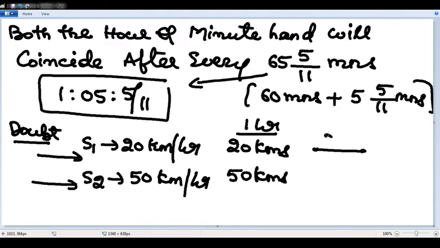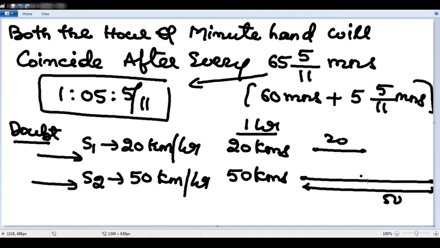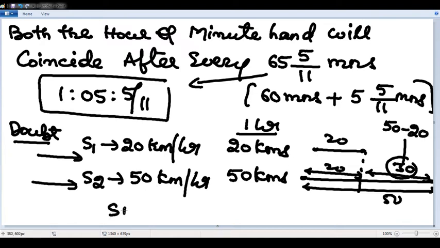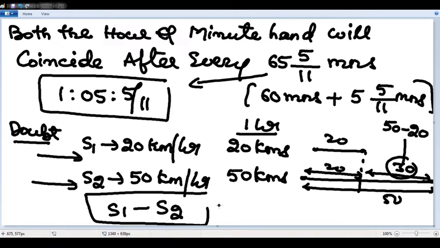Suppose if this is 20, this is 50, from here to here 50, here to here 50. So total 20 already travelled by me. What is remaining, Kanna? Remaining is nothing but 30. 30 is nothing but 50 minus 20. That is the reason if two people are travelling in the same direction, relative speed is given by S1 minus S2, right? S1 minus S2.